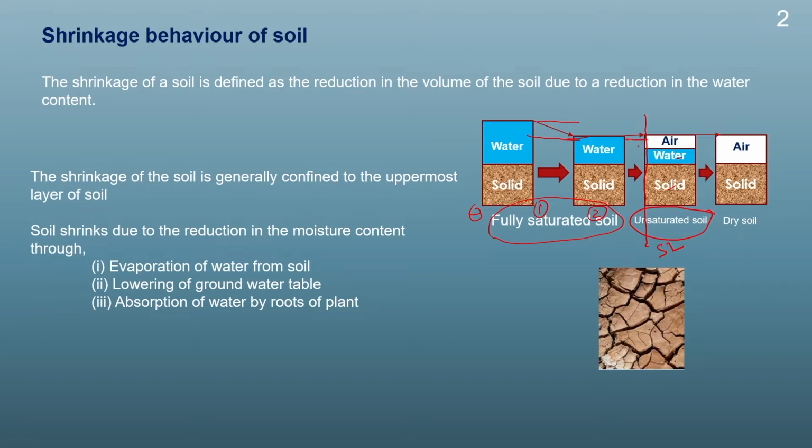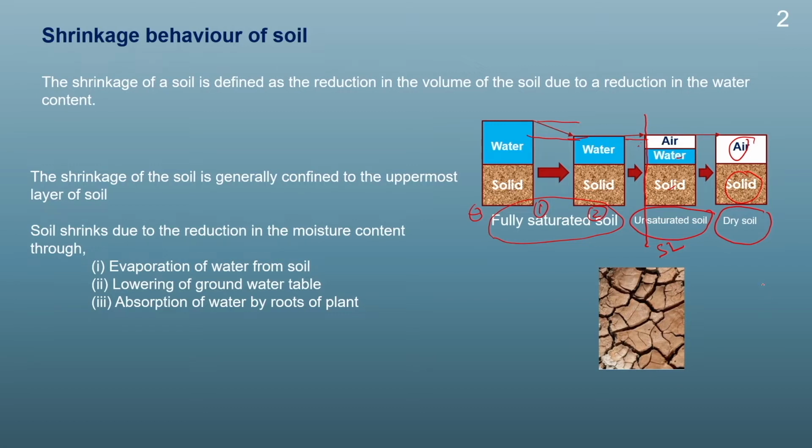If we keep on drying the soil, the amount of water will keep on decreasing, the amount of air will keep on increasing, but at the same time the volume of the soil will remain constant. On further drying, until the entire water is displaced or removed, air will replace all the water and the soil will be in a 2 phase system, that is the air and solid. Since no water is present here, the soil will be known as dry soil. This is the way in which a soil generally gets dried, and as the soil is getting dried, the volume of the soil will keep on decreasing.